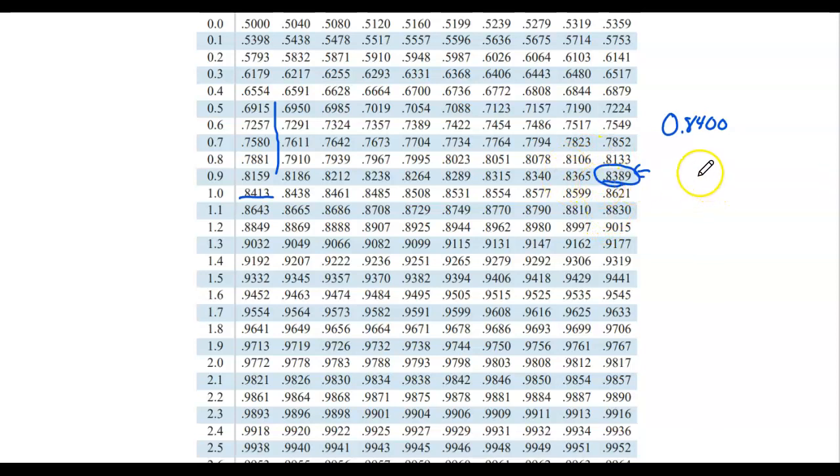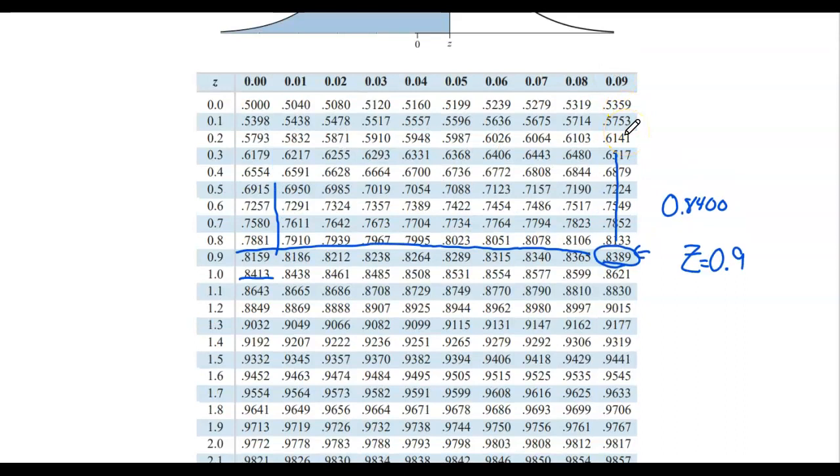So what I do is find my z-score that corresponds. So I'm going to follow this over. That's going to be a positive 0.9. And I'll follow it up until I get to the top. And that would be a 9. So my z-score is 0.99.